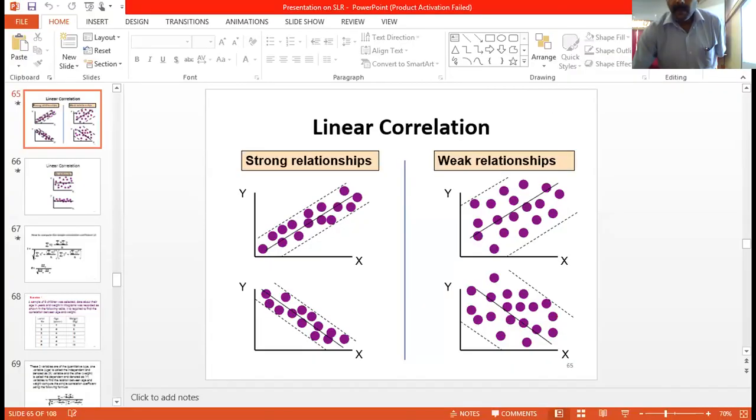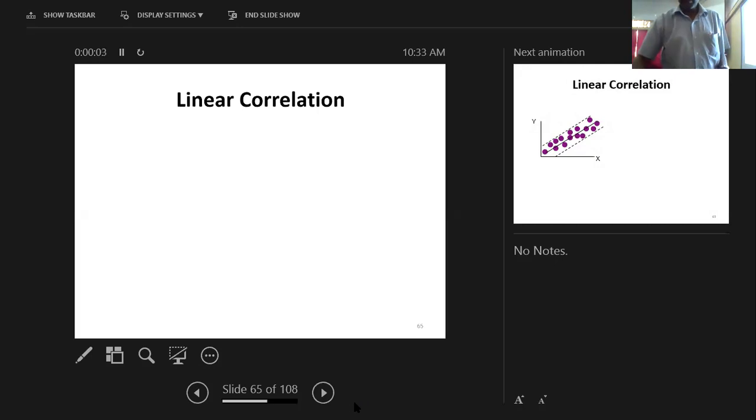Last time we discussed correlation. Can you all see the slide? Yes, sir. Can you all see the slide? Yes? Yes, sir. Okay, right.